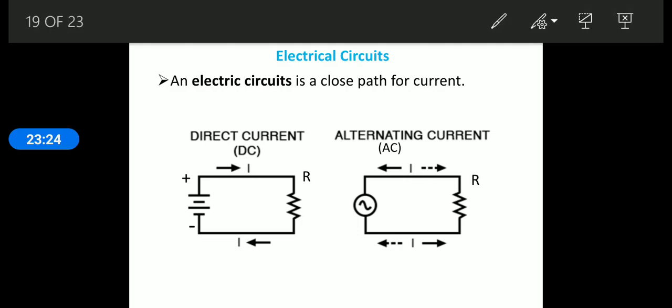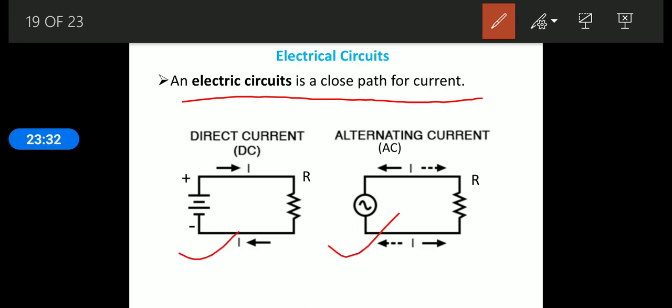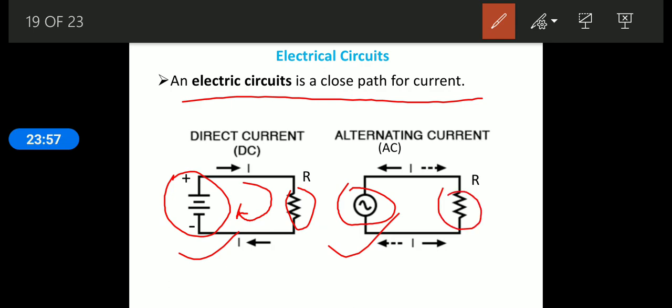Next, electrical circuit. An electrical circuit is a closed path for current. This is an electrical circuit, and this is an electrical circuit. This electrical circuit applies a DC source, and this electrical circuit applies an AC source. Then current is flowing through the circuit, that is a closed path. In a closed path current flows; in an open circuit current does not flow. That is the electrical circuit. This is the load, a resistive load, connected in the circuit.